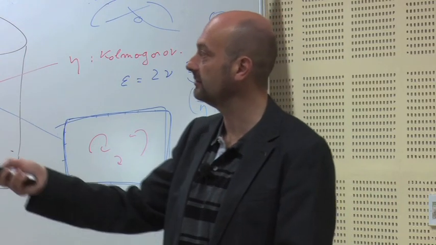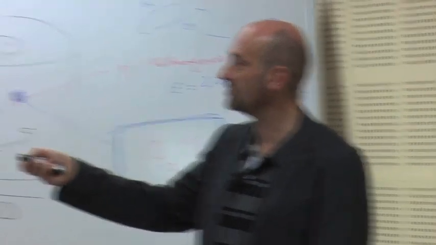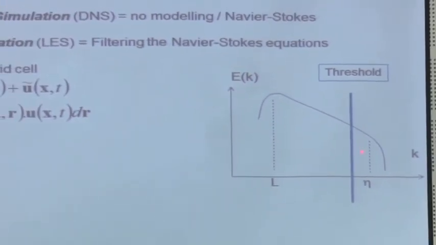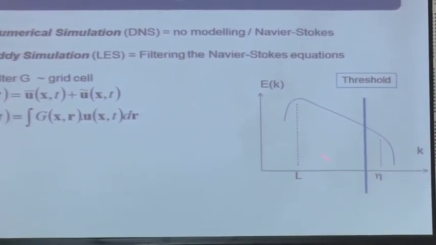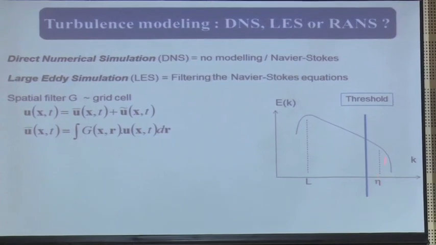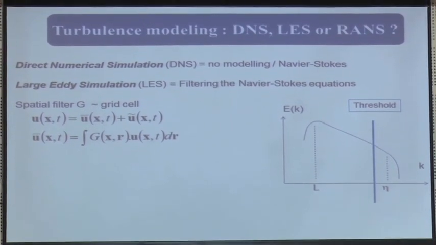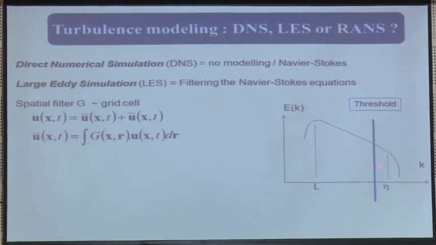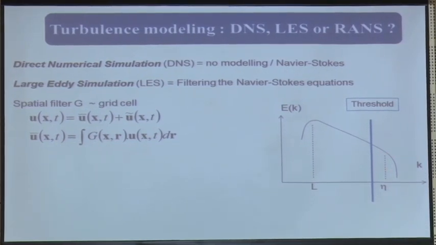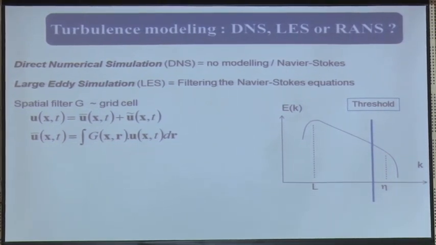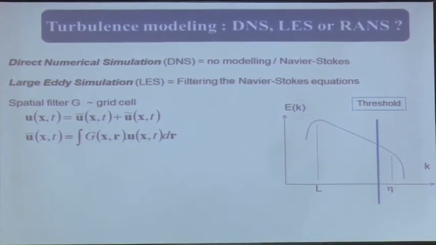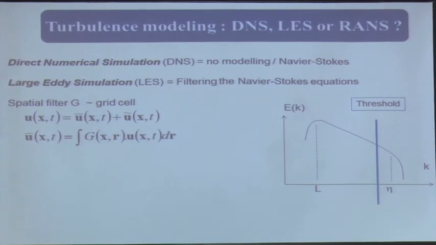So this is the idea of large eddy simulation: to split. Let's say this is your distribution of energy over the length scales, from the large to the small. There is a threshold corresponding to your mesh grid, and all the small scales you are not going to solve because it's too costly in terms of CPU, but you are going to use a model which is going to dissipate energy.